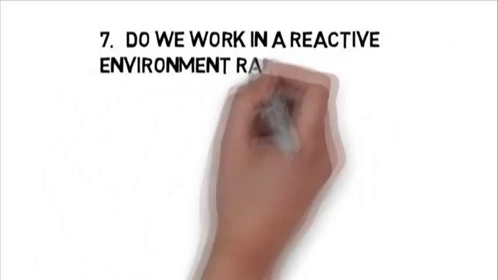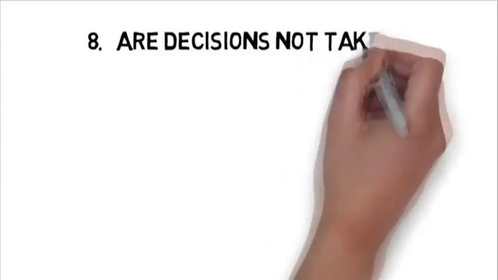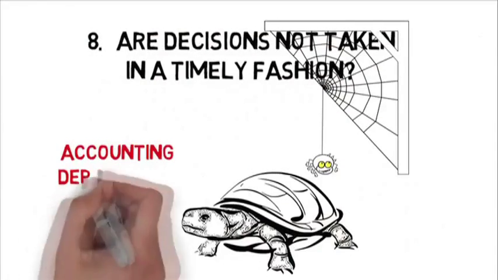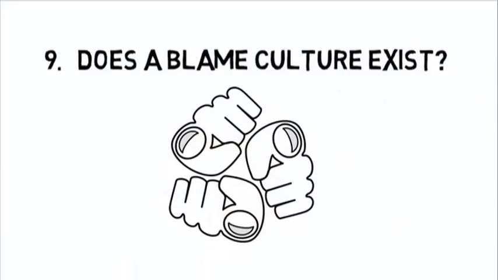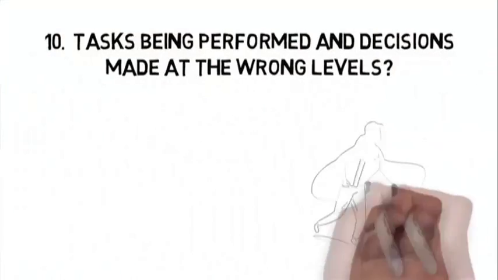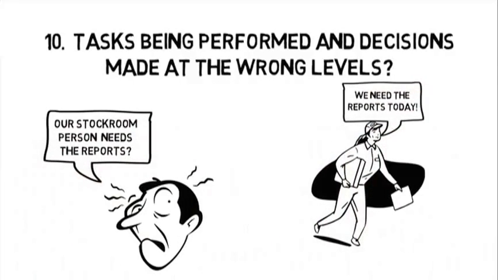7. Do we work in a reactive environment rather than a proactive one? 8. Are decisions not taken in a timely fashion? 9. Does a blame culture exist? 10. Are there tasks being performed and decisions being made at the wrong levels?